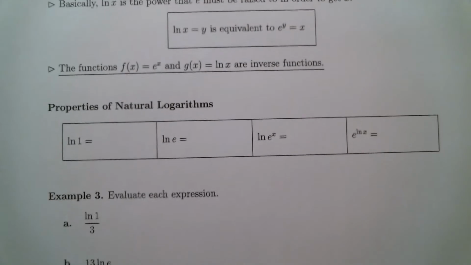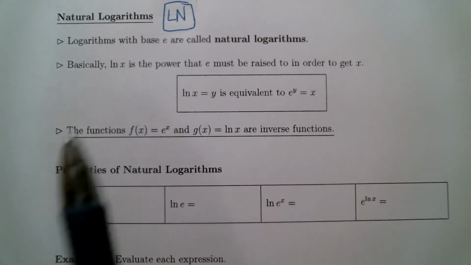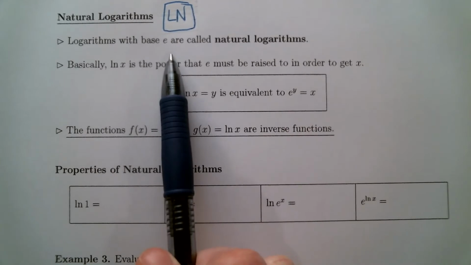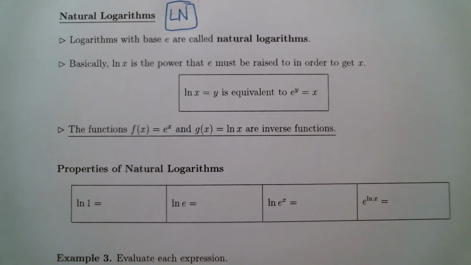So the first thing you need to know about natural logarithms is what the base is. They are logarithms with base e. Remember, e is a number that is approximately 2.71. You're not going to work with a decimal approximation. If you encounter e, you would work with the entire decimal expansion, e. So don't round it to 2.71. Natural log means that it's a logarithm with base e.